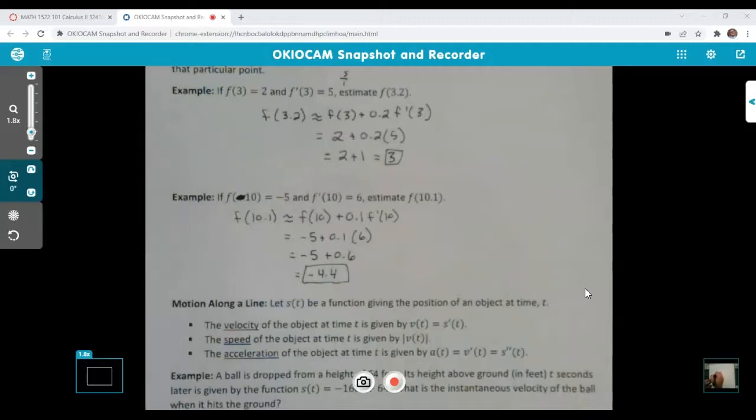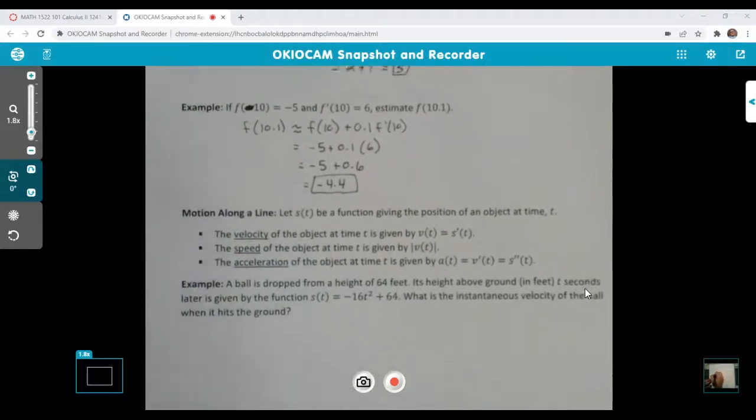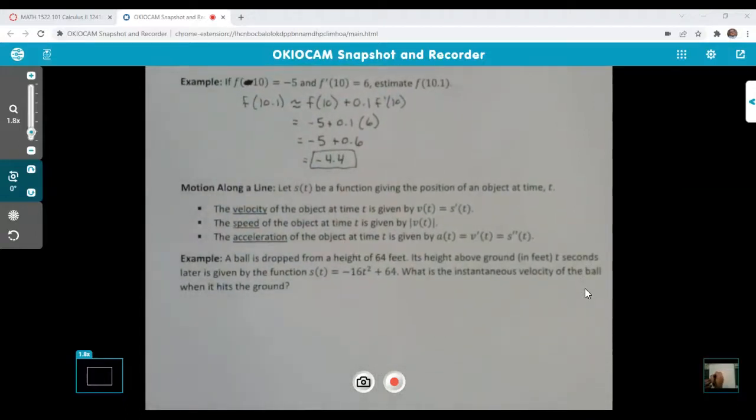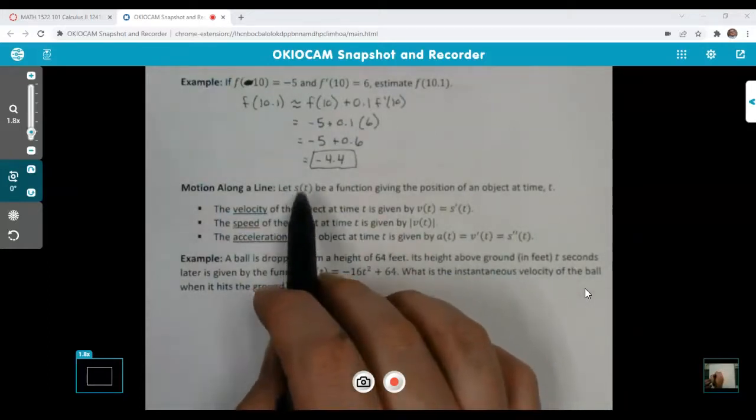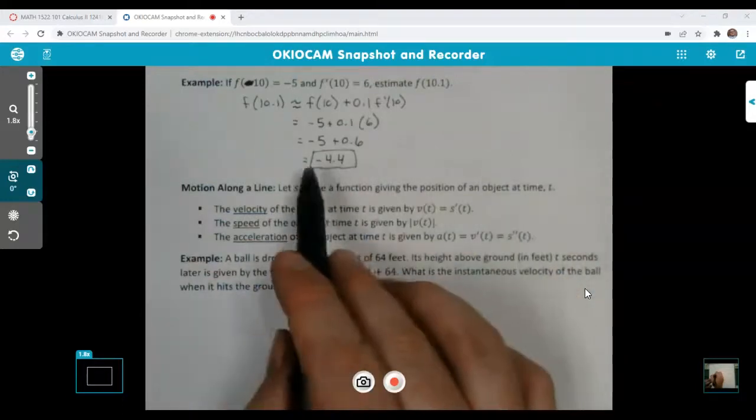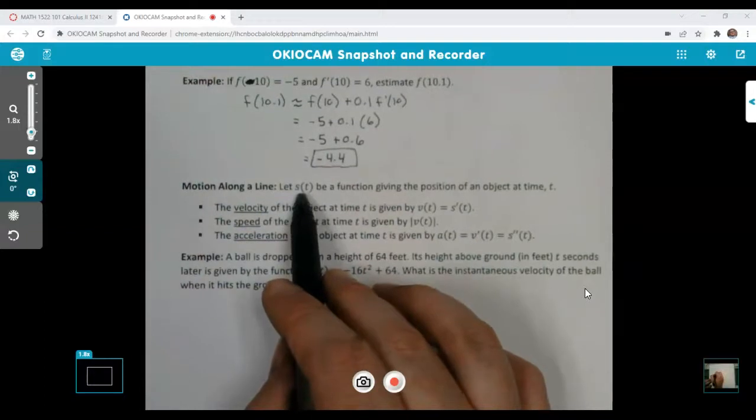So one of the good things about reading derivatives as a slope is that I can apply this to a lot of really cool stuff, okay? Like this example, what I'm going to do down here, the motion along a line. Let s of t be a function giving the position at any time t. So s of t is going to tell me where my point is. So like if I'm talking about a height, right? So like the height of a ball. This is going to tell me what the height is at a certain time t. Okay, this is going to tell me where my point is.